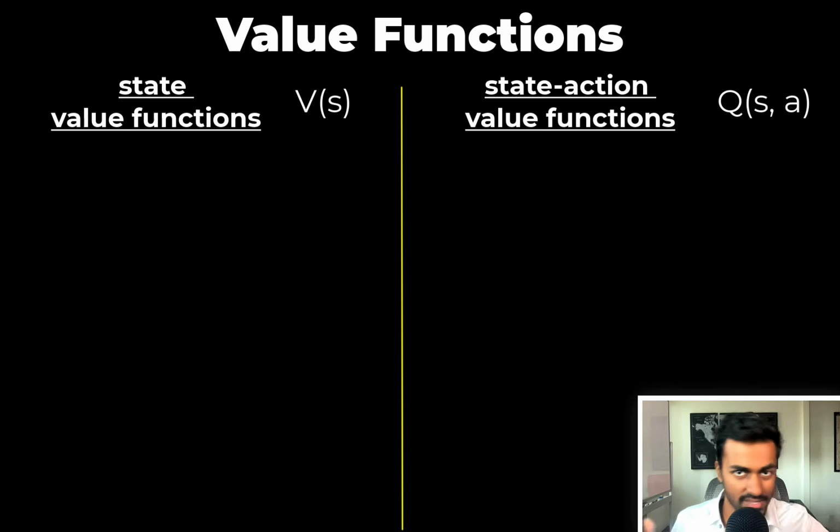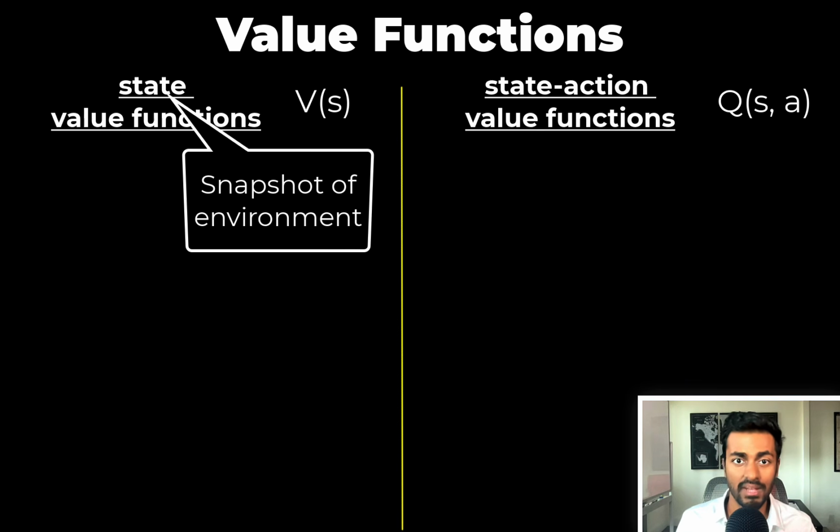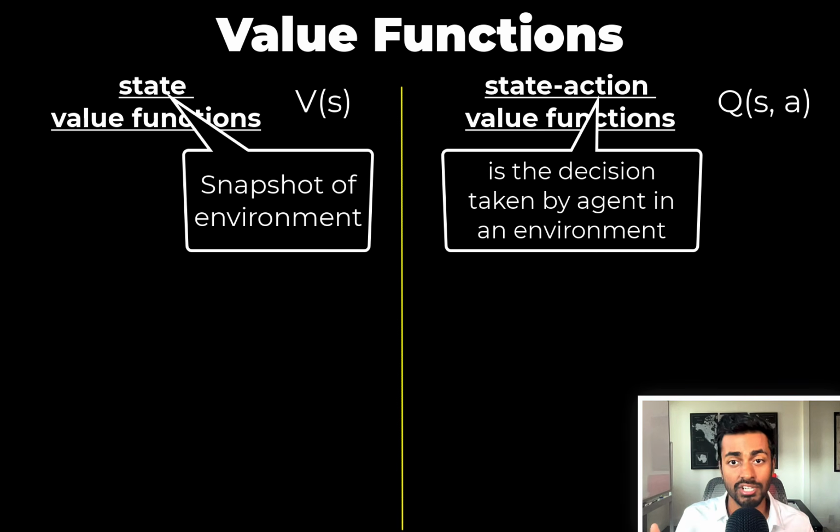But now, states, actions, what are those? A state is a snapshot of the environment, and an action is the decision taken by an agent in an environment.